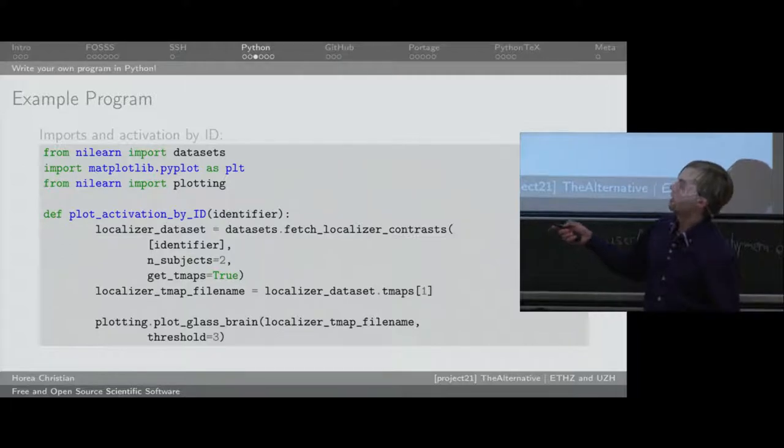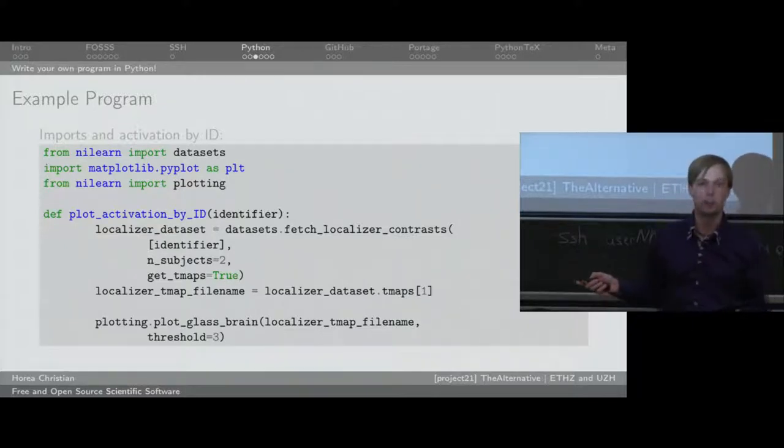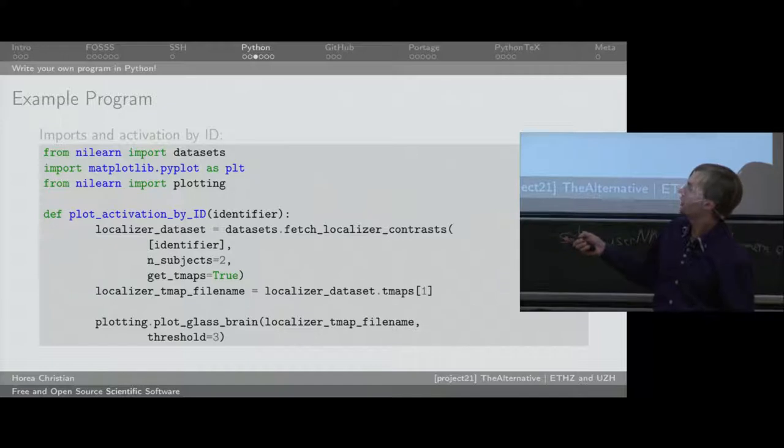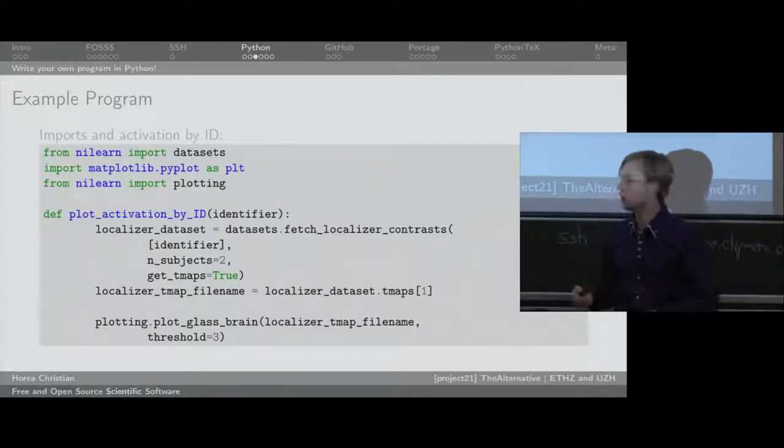So again, localizer dataset, this is the variable which we're creating, this is the module where it comes from, this is the function which gets it, and these are the attributes we pass to that function. Please remember the brackets here. They're very important because for some reason this function wants this to be a list. Yeah? Okay. After you get there, we're going to select the location of the tmaps, which we just downloaded. So localizer tmap file name, this is going to be a file name, a string, and it's going to select from the localizer dataset, which we created here, the tmap one, the first tmap. Yeah?